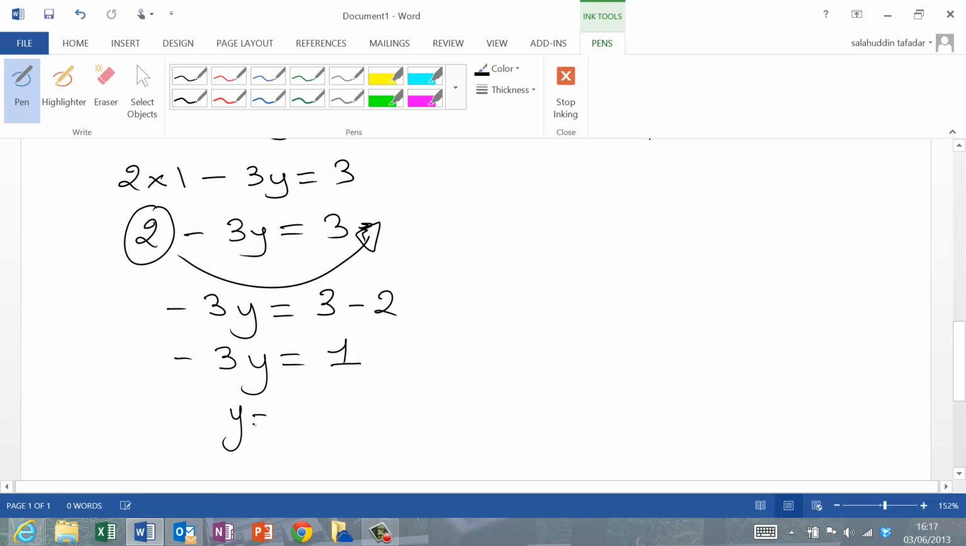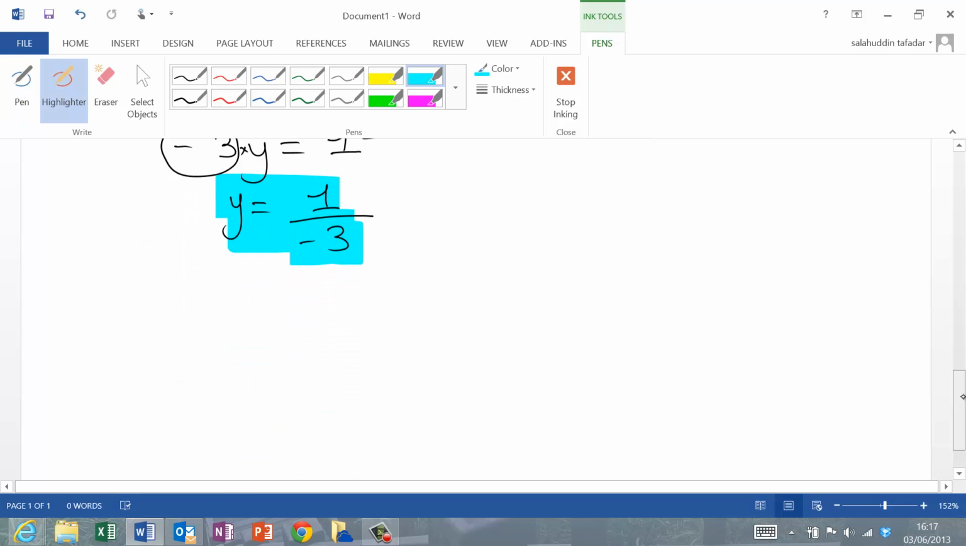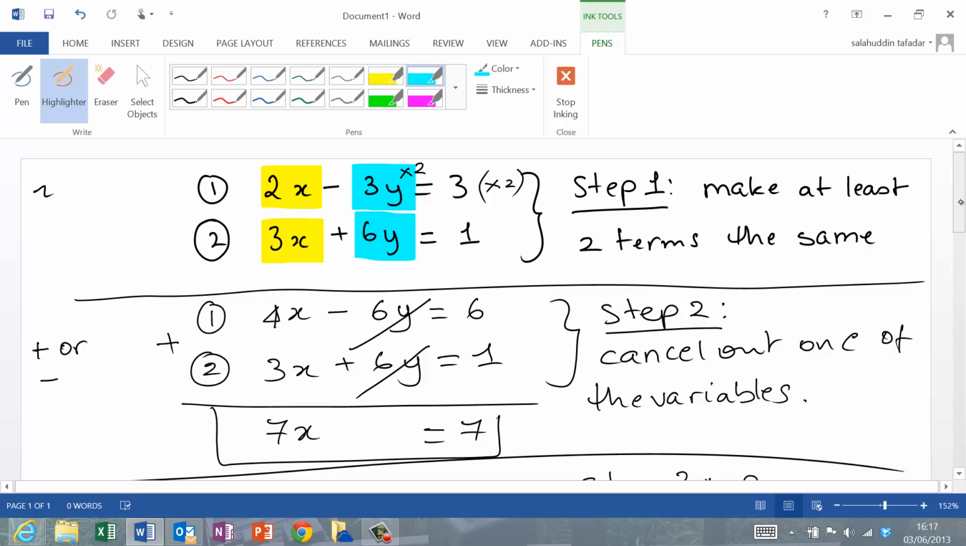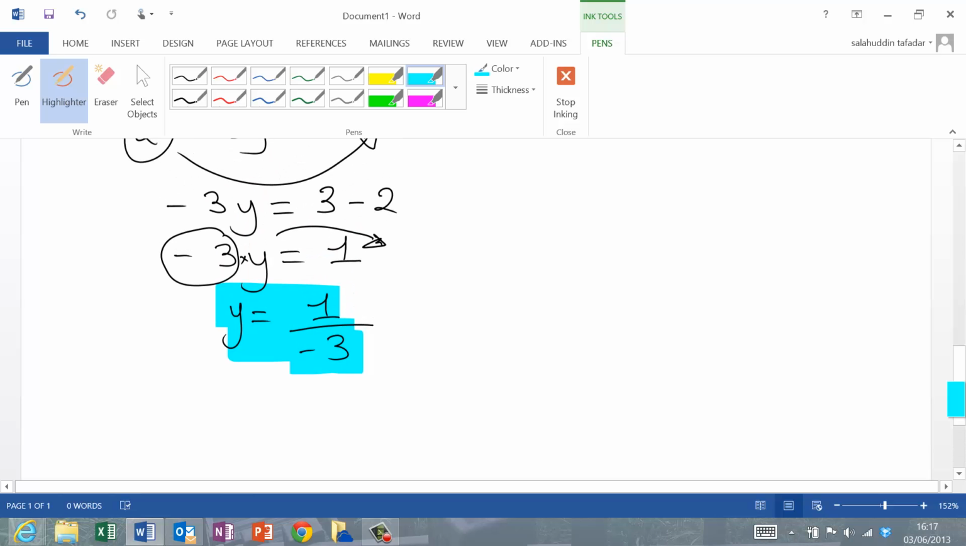And now I can find out what y is by taking the times minus 3 to the other side. And the times becomes a divide by minus 3. And here's my answer for y. And there you have it. I've solved my simultaneous equation and I found the value of x, which is equal to 1, and the value of y, which is equal to minus 1 over 3. If you write down your answer as y equal to minus 0.333 recurring, then it's okay. That's fine as well. But it's better if you leave it as a fraction.